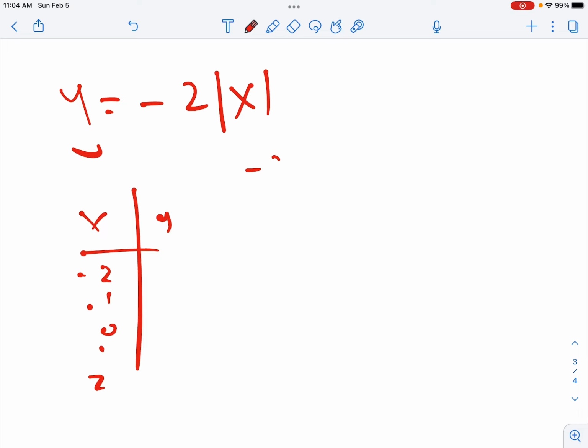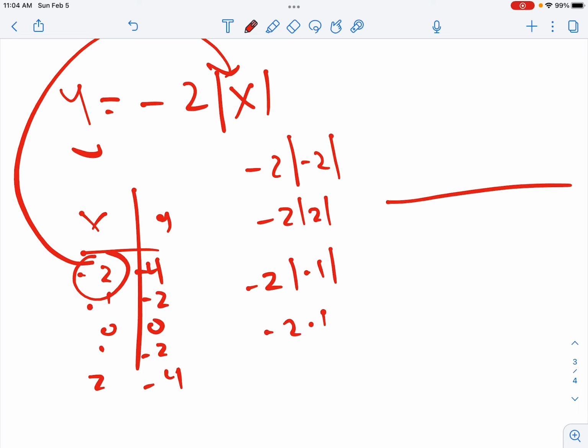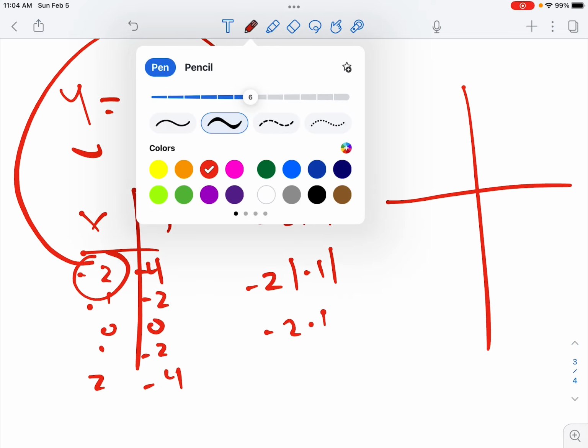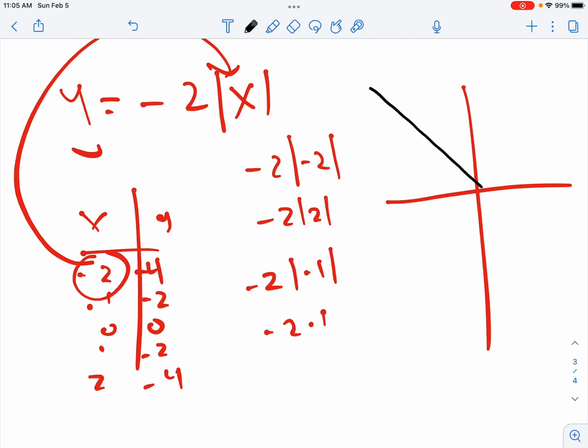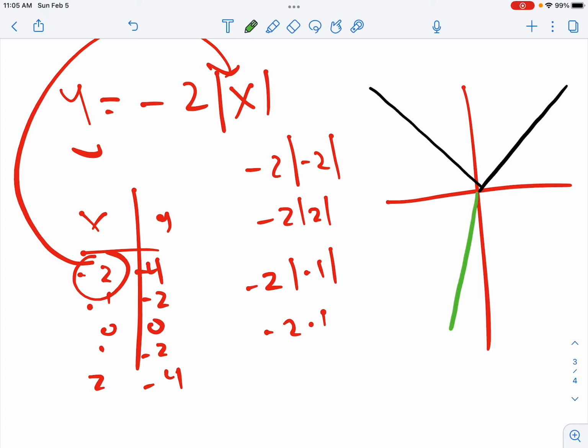If I plug in negative 2 into the equation, then the absolute value of negative 2 is positive 2. Negative 2 times 2 is negative 4. If I plug in a negative 1 in there, it's negative 2 times 1, negative 2. And you end up with this kind of pattern. So what that does is, if the normal one looks like that, this one is twice as steep, but it's also going in this direction right here.